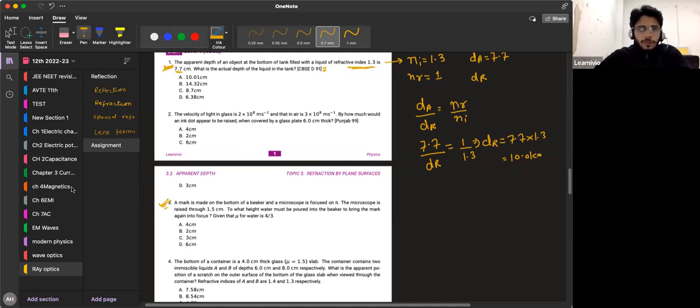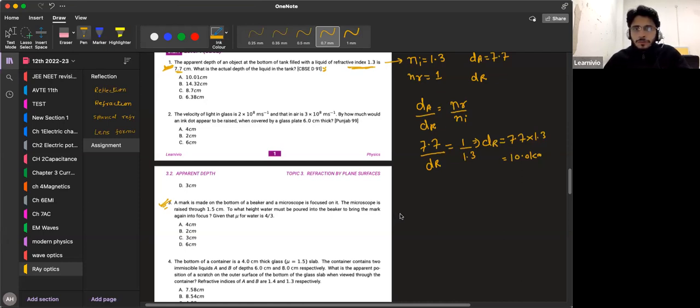Sir, in the third question, real depth is 1.5. No, this is the length through which you are shifting it. It's not the real or the apparent one. This is the shift. Sir, microscope... No, no, no, no, no.